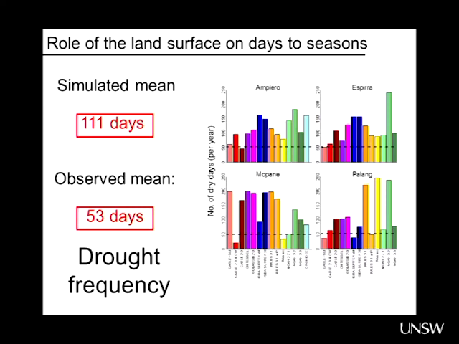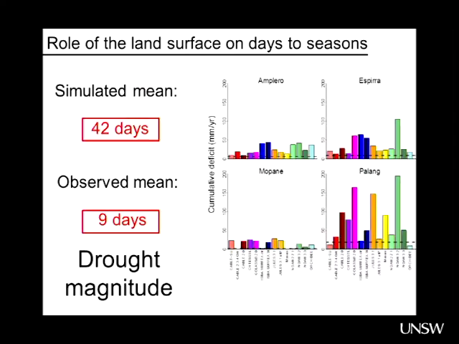This is for various land surface schemes for 4 different places, 1, 2, 3, 4. The higher the bar, the more frequent the model claims the land surface is in drought. We see the simulated average at 111 days, the observed at 53 days. Short story, the models really struggle to simulate drought well. And if you're currently analysing CMIP5 models for their utility in looking at drought, talk to Anna, because you have a problem because the models are dreadful.